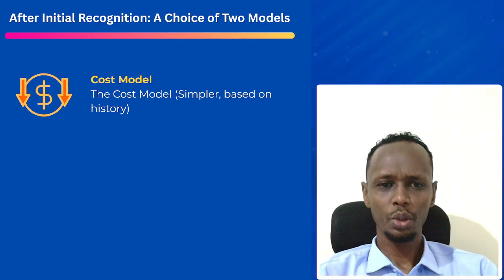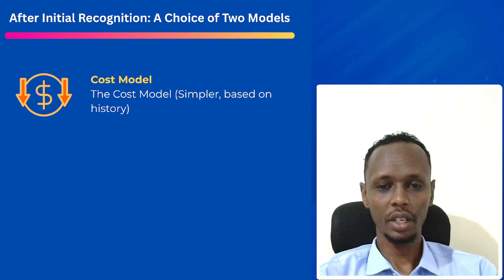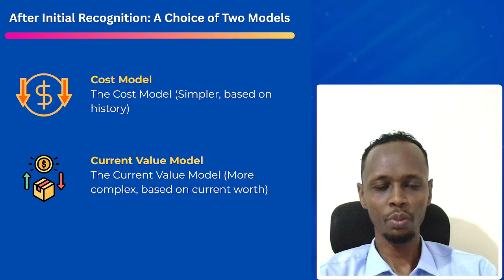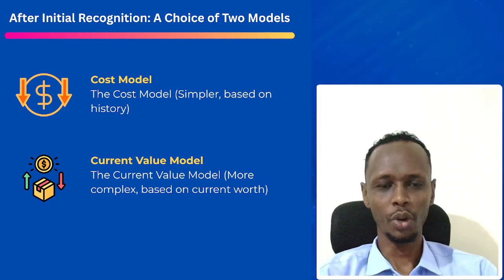There are two choices, or two models, if you are in government. Most of the time, the two choices are the historical cost model and the current value model, of which the cost model is the one that is preferred. Why? It is simpler and it's based on history. We have the current value model, which is what we used to call a revaluation model. It is a little bit more complex and based on the current value.